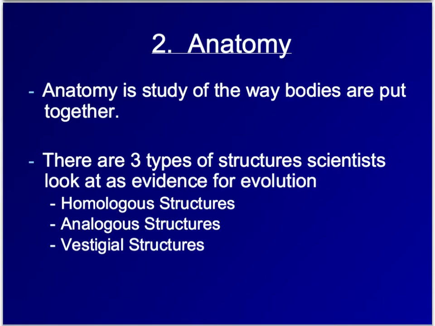Before we can talk about how anatomy relates to evolution, we have to talk about what anatomy is. We're going to do a whole unit on anatomy during fourth quarter, but for now, anatomy is just the study of the way bodies are put together. When we're talking about evolution, there are three important structures scientists are going to look at. They're going to look at homologous structures, analogous structures, and vestigial structures. We're going to go through each type and how each type supports evolution.